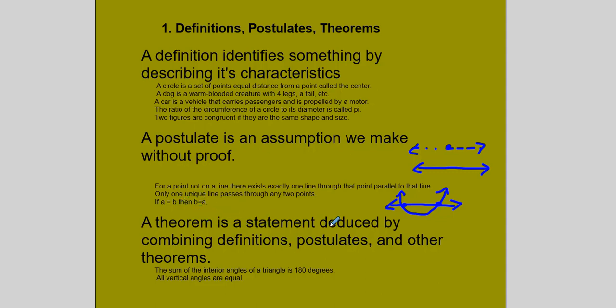So then we have theorems. A theorem is a statement deduced by combining definitions, postulates, and other theorems together. So, for example, the sum of the interior angles of a triangle is 180 degrees. We can prove that. It didn't just come from the gods above, so to speak. All vertical angles are equal. These are example things that can be proven using postulates and definitions.